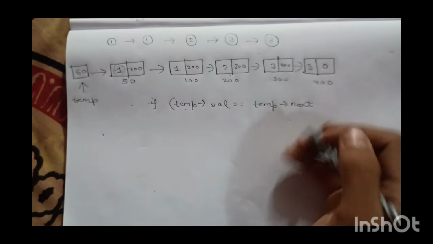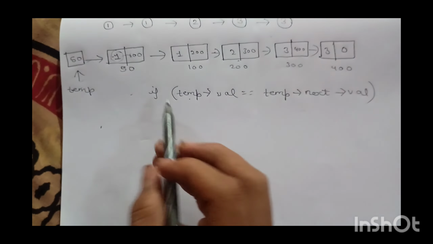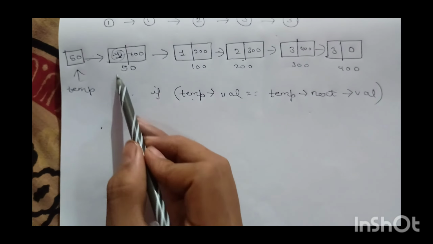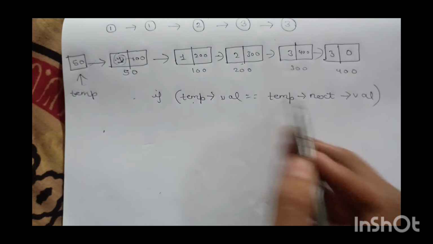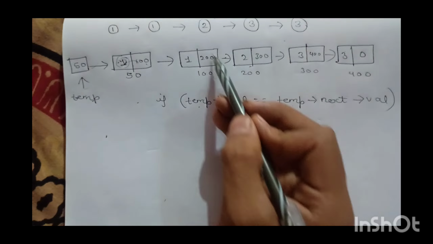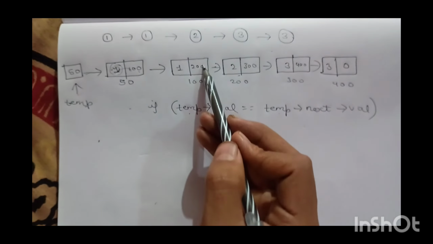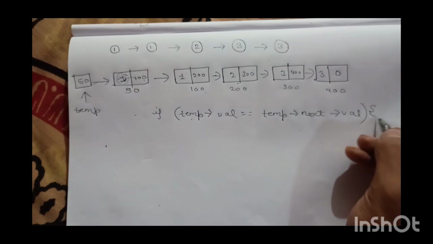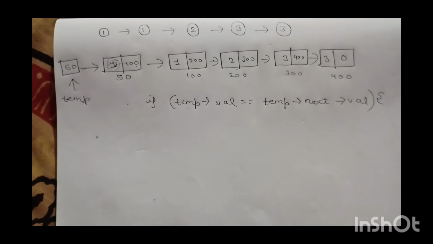here I will put value. So what does this mean? Temp's value is indicating 1, the node it is pointing towards. Okay, and temp next means temp 100. Then it will go to this node, and the data in this node is the next value. So what is the data? 1. If these are the same, then we will do something. Okay, I hope you are understanding what I'm trying to say.